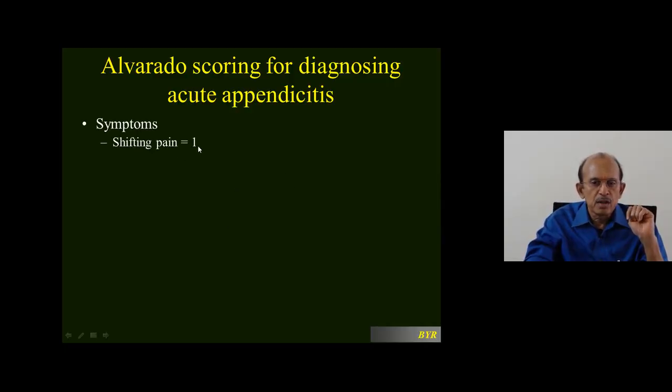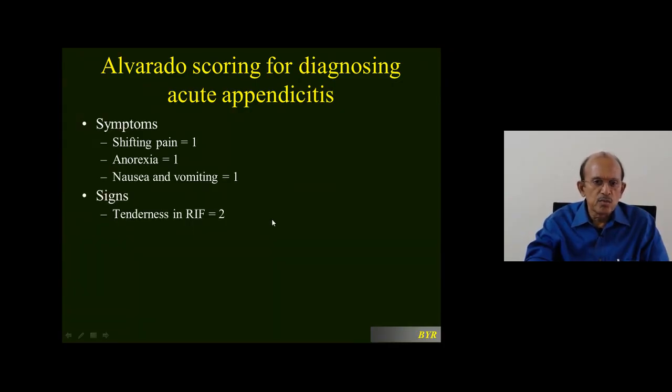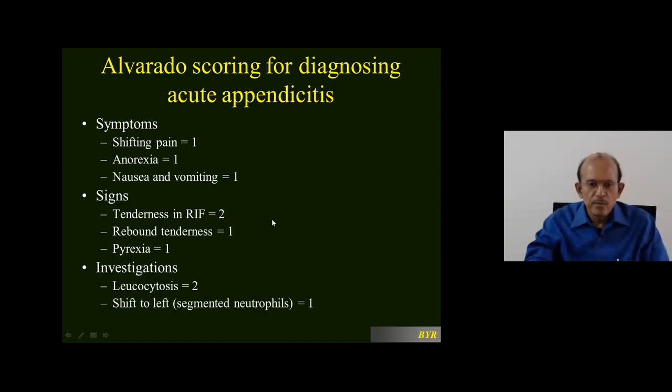Shifting pain, 1 score. You give a score of 1. Anorexia 1. Nausea and vomiting 1. Signs: tenderness 2. Rebound tenderness 1. Pyrexia 1. Leukocytosis 2. And shift to the left, there is more polymorphonuclear leukocytosis, 1. Total score is more than 7. It is highly indicative of acute appendicitis.